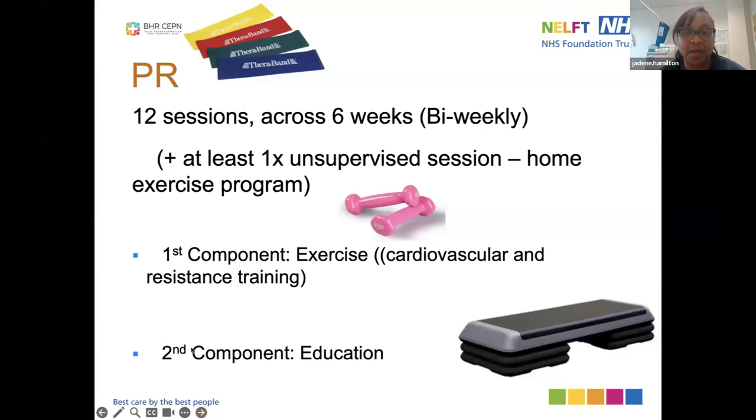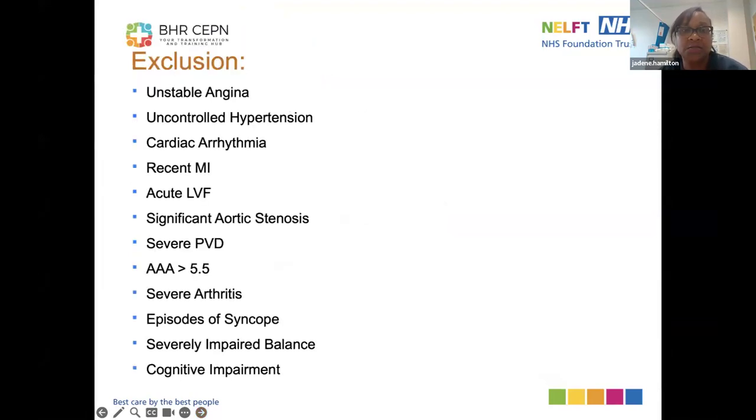Okay. Next slide. So the exclusions for pulmonary rehabilitation classes are those with unstable angina, uncontrolled hypertension, cardiac arrhythmias, recent MI, and so on. If we know that there's an AAA that is greater than five, it's not easy to always tell, but that's one of the exclusions.